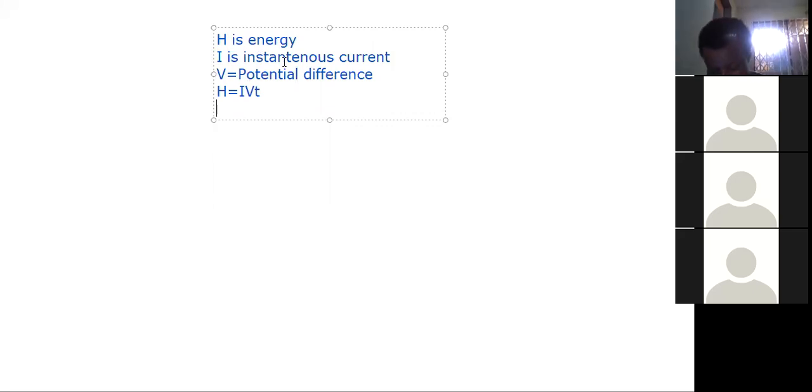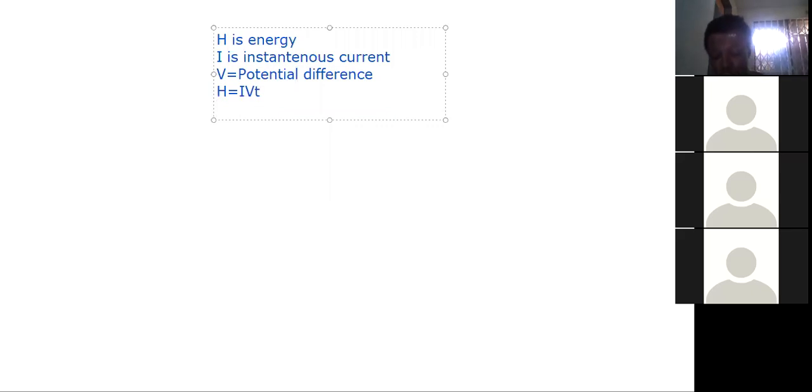Now let's talk about our root mean square. You know that V is also equal to IR, so we can relate it and get I squared R t. All this I've taught you. So that will be I squared R t.